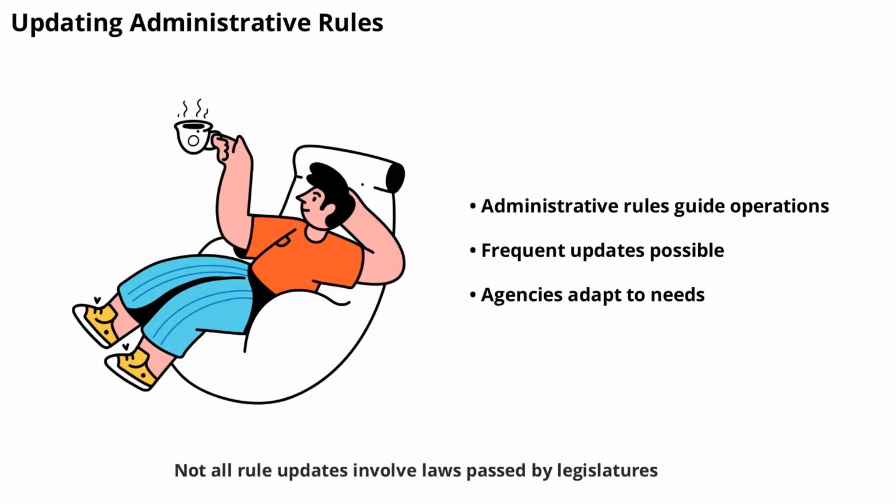Not all rule updates involve laws passed by legislatures. Many changes happen through administrative rules set by government agencies. These rules guide day-to-day operations and are often updated more frequently to keep up with changing needs.